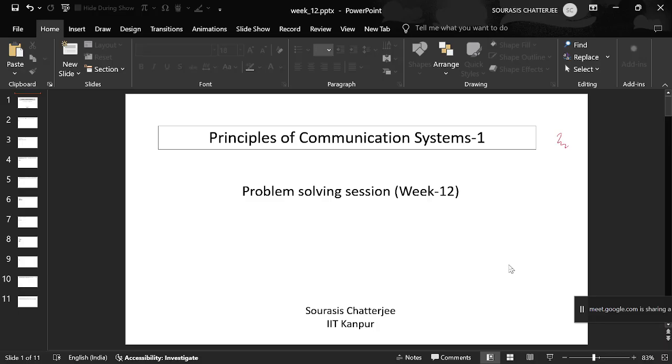So let us start the problem solving session for the 12th week. I guess it's the last one. We'll have most likely another session where I will try to cover a few questions from the entire syllabus, just as a very short preparation for the final exam you are going to have. But okay, let us focus on this problem solving session regarding the content of 12th week.